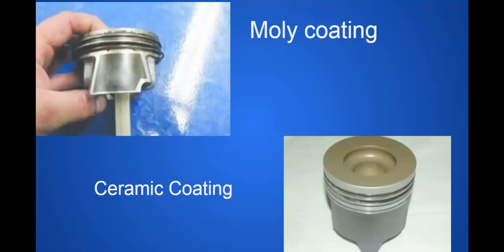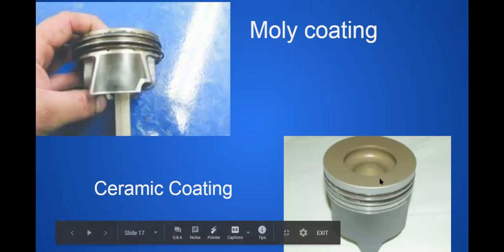Why cold startups? Because on a cold startup, the oil has all run to the bottom of the engine. It's sitting in the oil pan. When we start that engine and the crankshaft starts flinging oil all over the cylinder walls, that moly coating no longer takes effect, because the oil then provides a film in between the skirt and the cylinder wall.